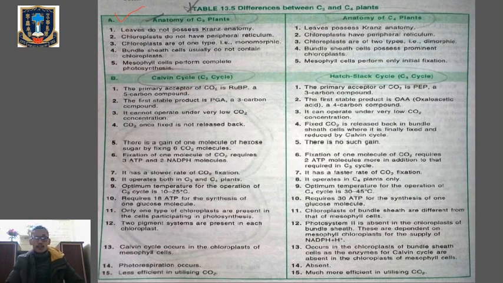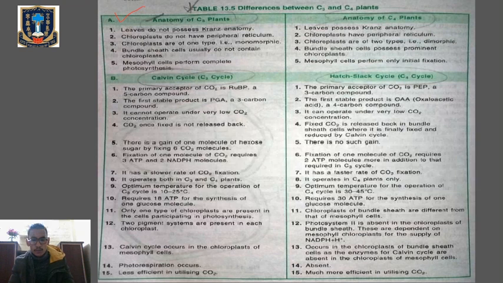Alright, now let's talk about the Calvin cycle, the C3 cycle, and the C4 cycle. Now the primary acceptor of carbon dioxide in the C3 cycle is RuBP, whereas in case of C4 cycle the carbon dioxide acceptor is PEP, phosphoenol pyruvate. Number two, the first stable product in Calvin cycle, or the C3 cycle, is phosphoglyceric acid, whereas in case of C4 cycle it is oxaloacetic acid. PGA is a 3-carbon compound, whereas OAA, that is oxaloacetic acid, is a 4-carbon compound.